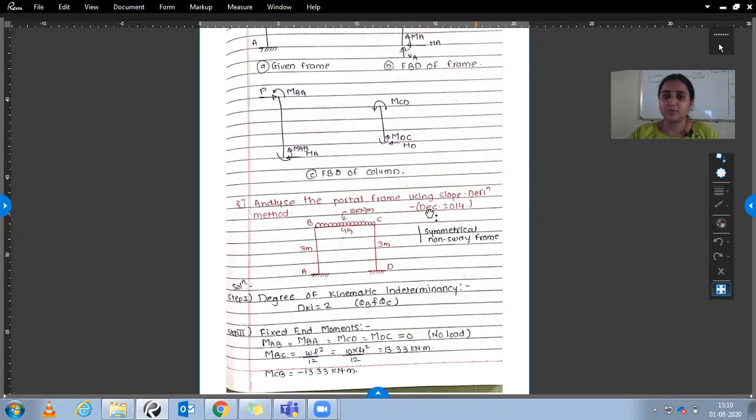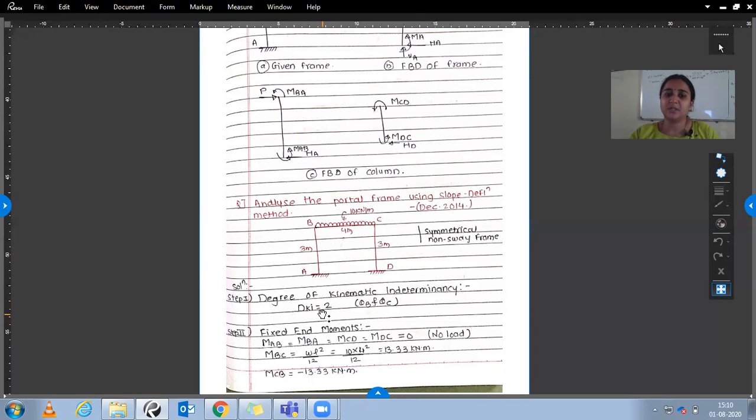So this is a question taken from a question paper. Analyze the portal frame using slope deflection method, and this is the given frame. This is a symmetrical frame and a non-sway frame. The same steps are here also. We are going to follow the same steps that we follow in the analysis of beams.